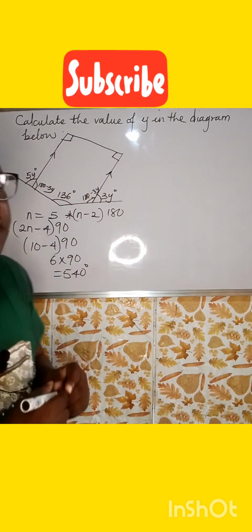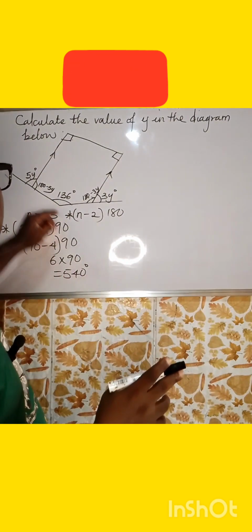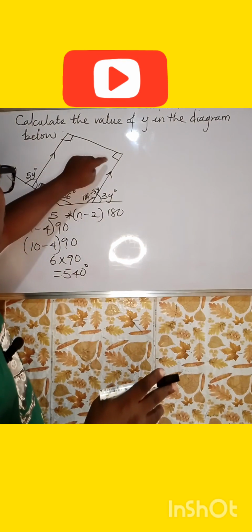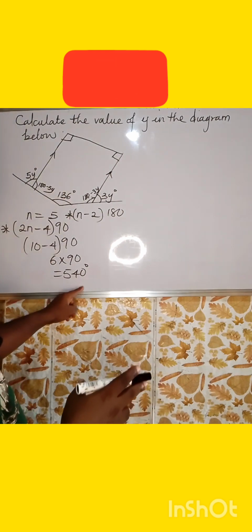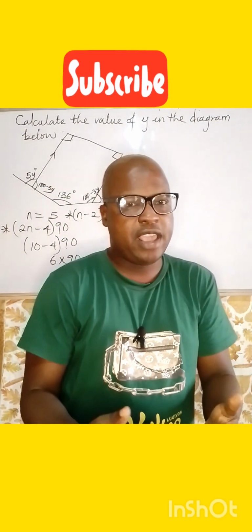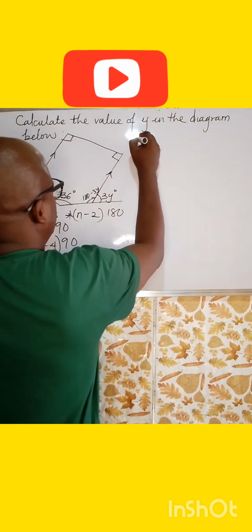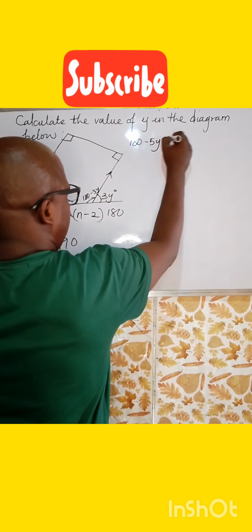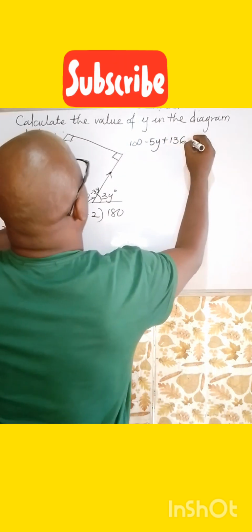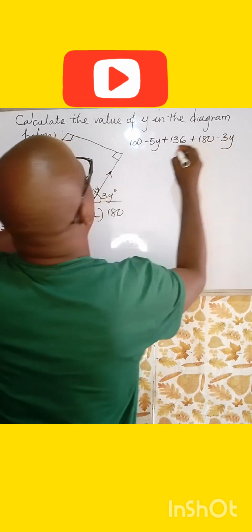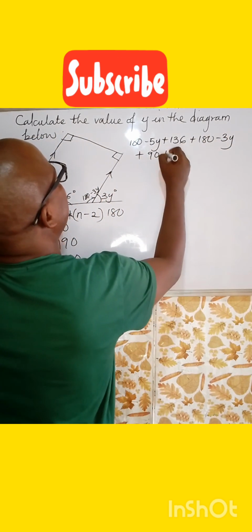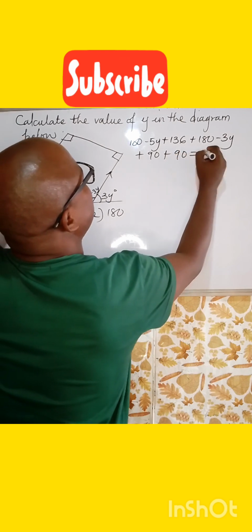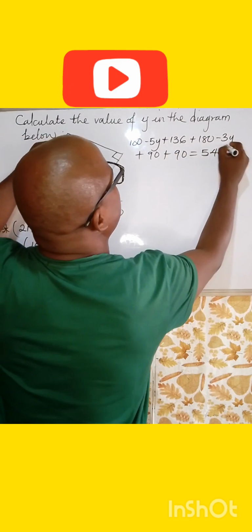Now what I'm going to do is add all the angles together, here plus here plus here plus here plus here, and equate it to 540. In that way, I can get the value of my y. That means I'm going to have 180 minus 5y plus 136 plus 180 minus 3y plus 90 plus 90. Everything is now equal to 540 degrees.